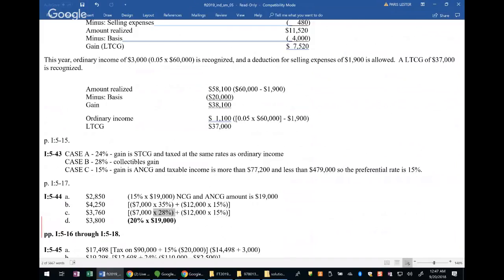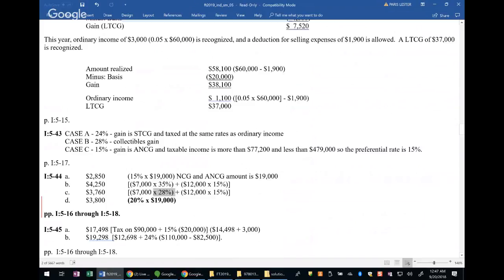But now there were other parts to Clayton's, so let's scan it. B part. What did B part say? What is the amount of tax liability if the stock is held for 11 months? If it's held for 11 months, it's short-term capital gain, and it's all taxed equally. So the tax goes up to 19,298 because if you go to your bracket, it'll be 12,698 plus 24% on all of the rest. We calculated that before. Bottom line, the tax goes up about 1,800.